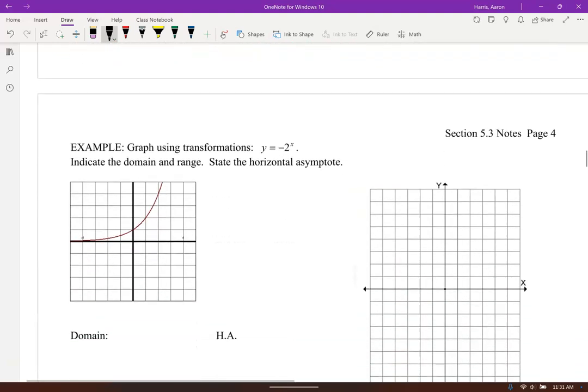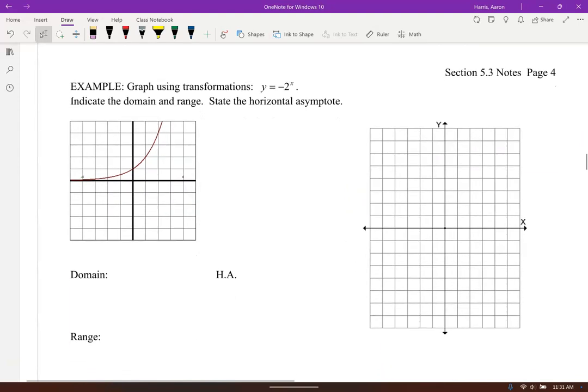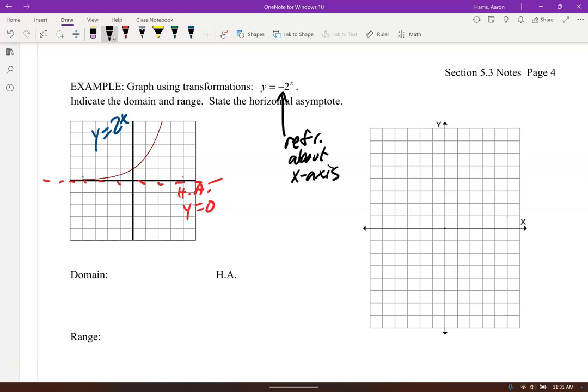So, all right, let's do one. How about if we put a negative in front of the function? Again, here's our 2 to the x, which has a horizontal asymptote of y equals 0. And what would that negative in front do? Well, if you remember, when you put a negative in front, that's a reflection of the original function. That's a reflection about the x-axis. Okay, so you flip it about the x-axis.